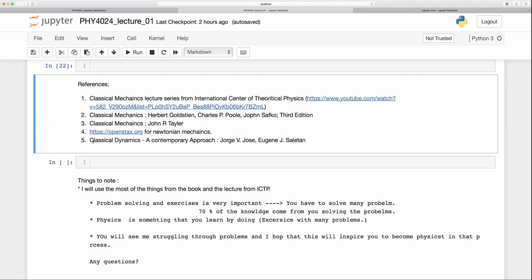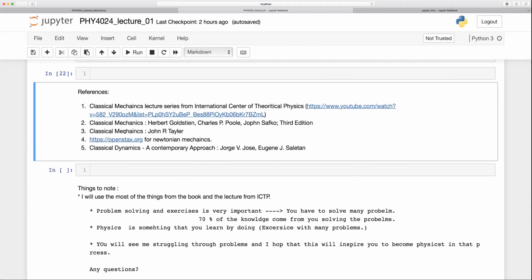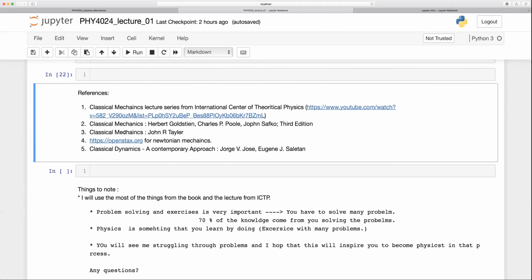And there is another book called Classical Mechanics: A Contemporary Approach by George V. Jones. This book is a bit more advanced than what we are using, but basically the same contents and a little bit more. I just put those here. Sometimes this information may be useful for anyone who is doing postgraduate studies in the future. So those are the references and everything.